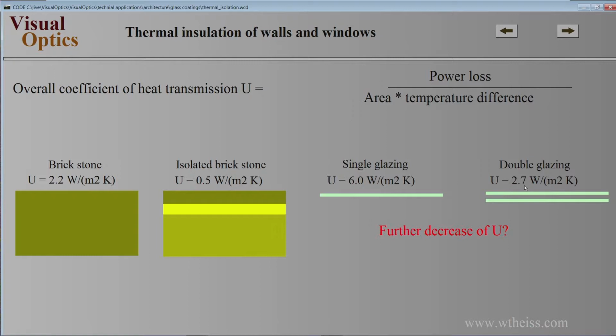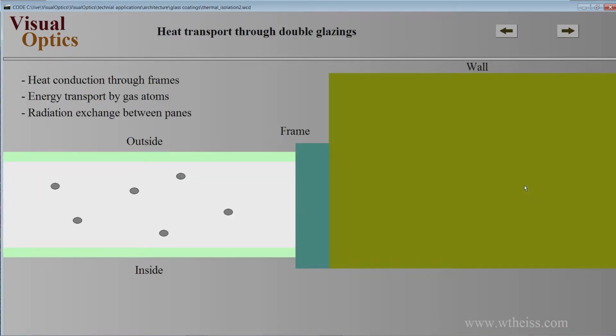How can we further decrease the U value? In order to answer that question, we have to take a look at the typical mechanisms of heat loss, and this is done on this page here. Here we have a wall on the right side, the frame of the window, and then here we have a double pane glazing, outside pane, inside pane, and some gas in between.